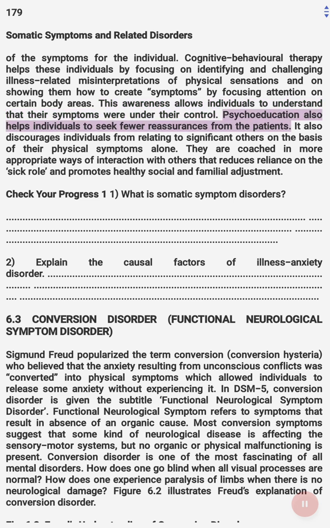Psychoeducation also helps individuals to seek fewer reassurances from others. It also discourages individuals from relating to significant others on the basis of their physical symptoms alone. They are coached in more appropriate ways of interaction with others that reduce reliance on the sick role and promote healthy social and familial adjustment.